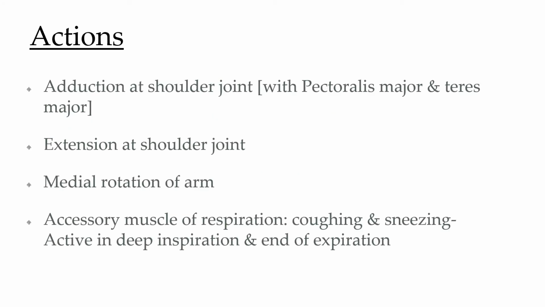Latissimus dorsi, along with pectoralis major and teres major muscle, brings about adduction at shoulder joint. Because of the contraction of the muscle, extension and medial rotation at shoulder joint occurs. It also acts as an accessory muscle of respiration, that is during coughing and sneezing. The muscle is active during deep inspiration and at the end of expiration.